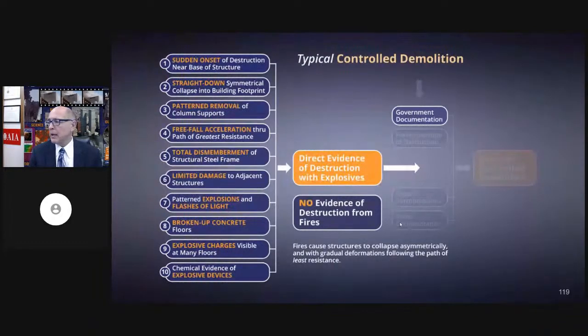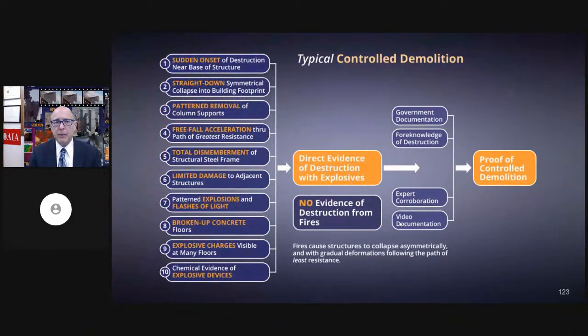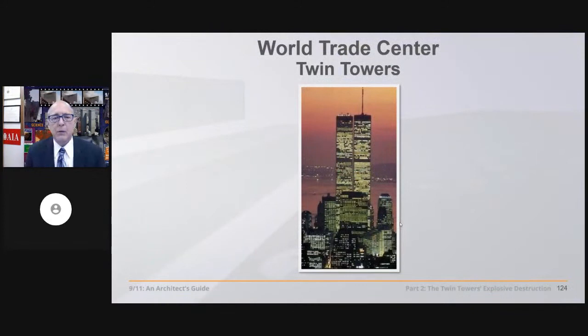Government documentation. You don't just bring down a building. You have to get approvals and so forth, so people know about it. There's foreknowledge of the event. Experts also, after the event, agree that it's a controlled demolition, at least those experts without financial or political obligations that might sway their objective opinion in the matter. With video documentation also, this can be proof of controlled demolition. So what we're about today is to apply that proof to the Twin Towers.